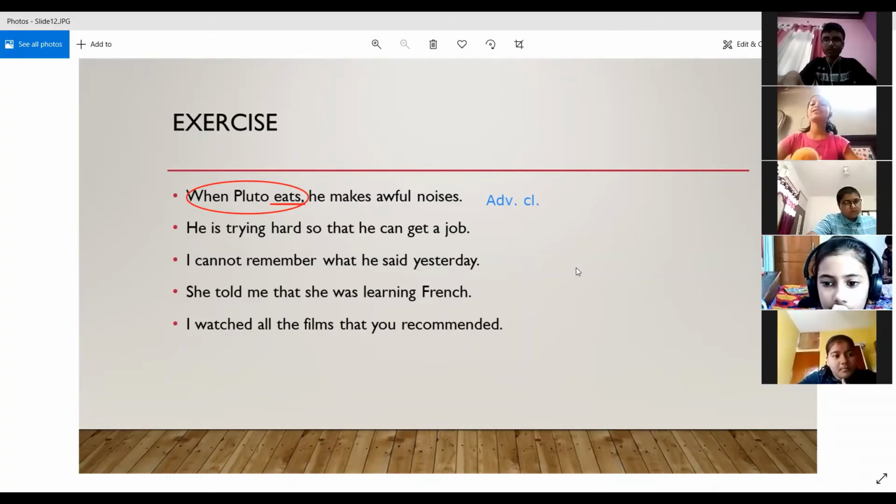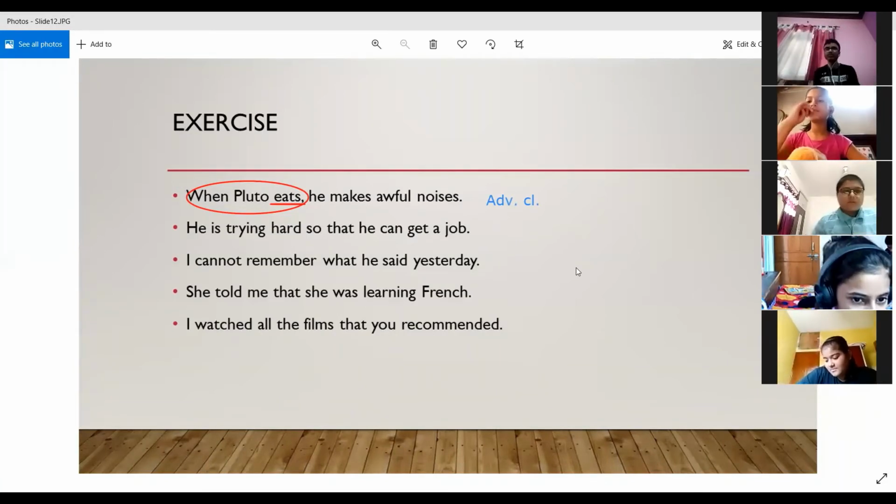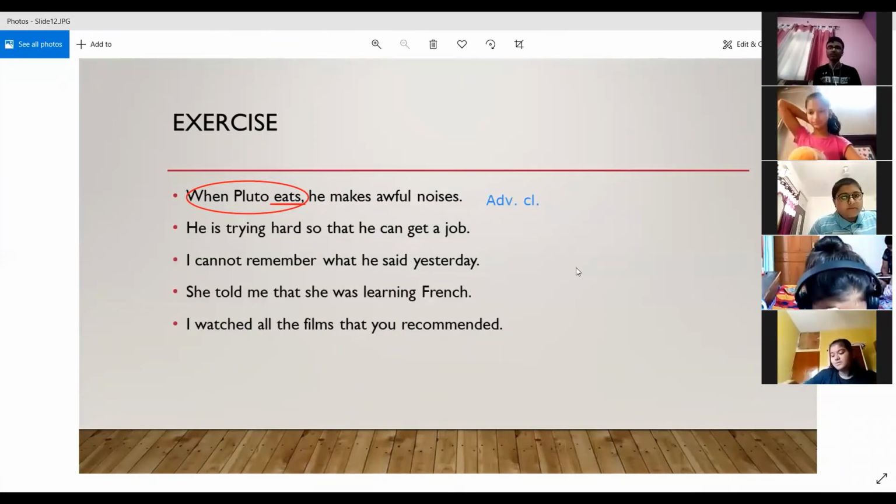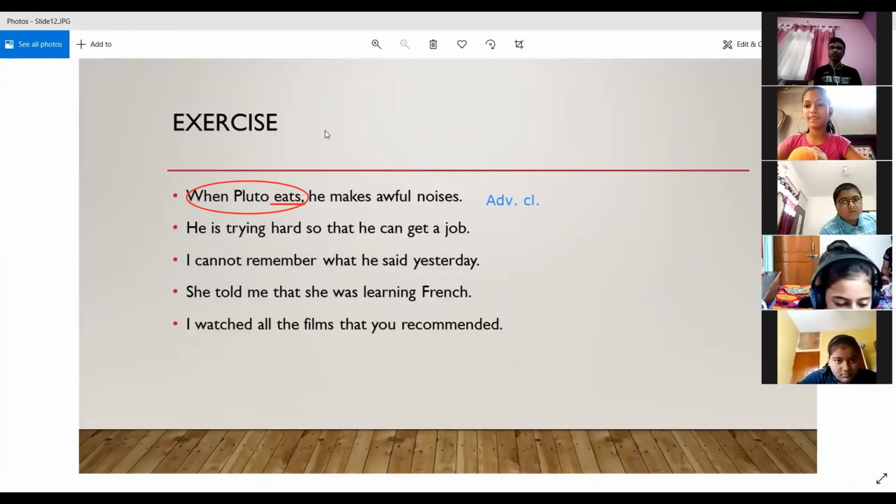Yes, Unnati. You were not able to answer, so now you can try this. Sir, so that he can get a job. Okay, he is trying hard so that he can get a job. So what kind of clause is it? Sir, adverb. Adverb clause? Then tell me what is it showing over here? Sir, because it is telling the reason why he is trying so hard. What is the reason for his trying so hard? So the reason is so that he can get a job.